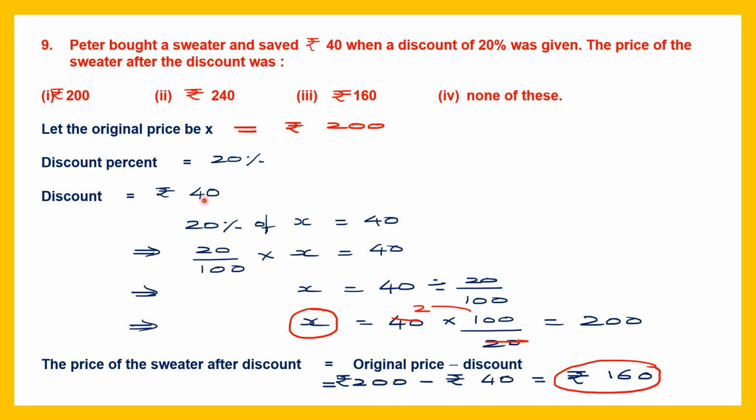And let's look at the options given here. That is option 3, 160 rupees. So this is our answer.